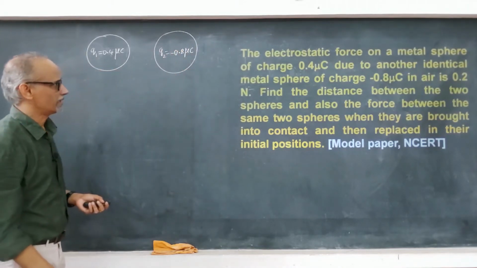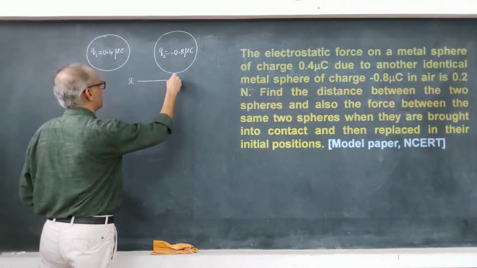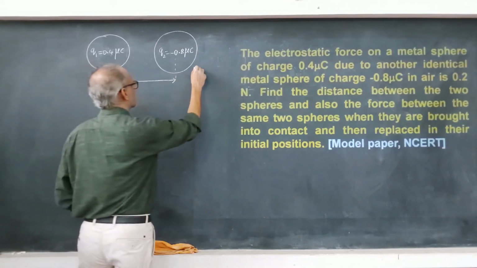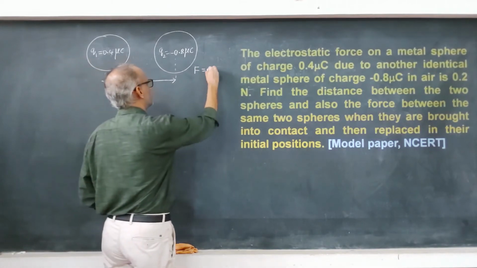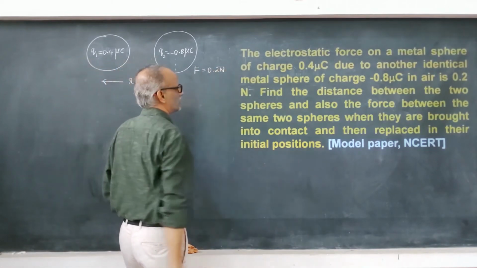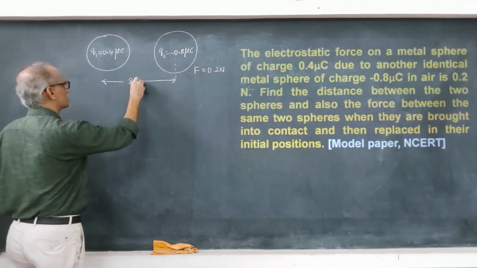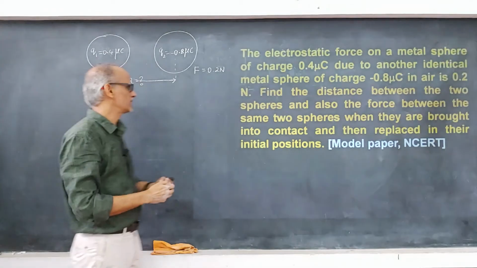In air, it is given they are in air, and they are separated by a distance r like this. And the force is given in air. What is the value of the force? It is 0.2 Newton. So, they have asked to find the distance between them. I have to find the value of the distance. How much is r? So, first let us calculate this, and then we will come to the remaining statement.